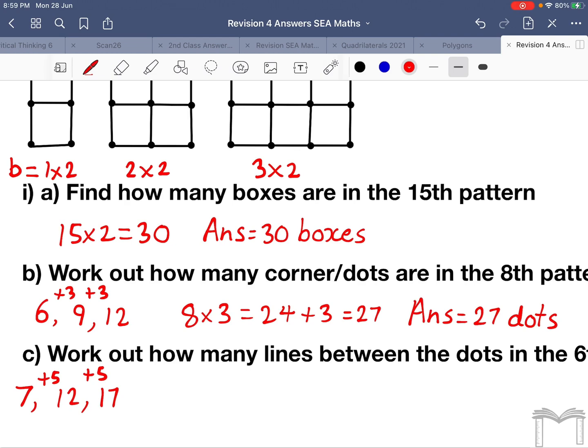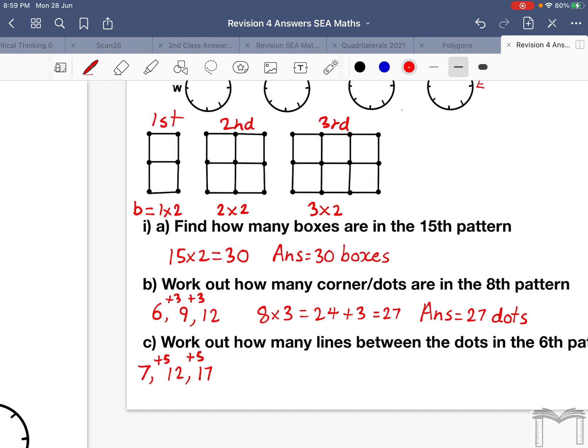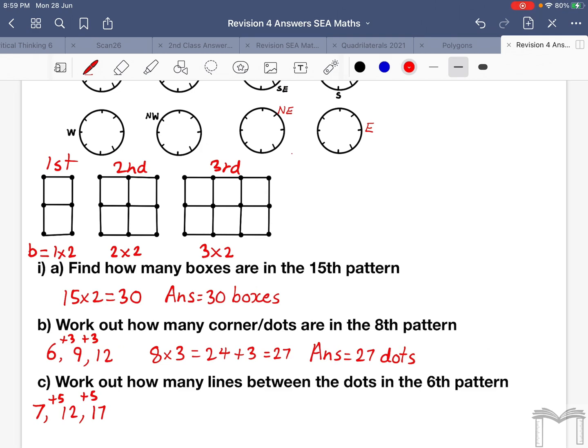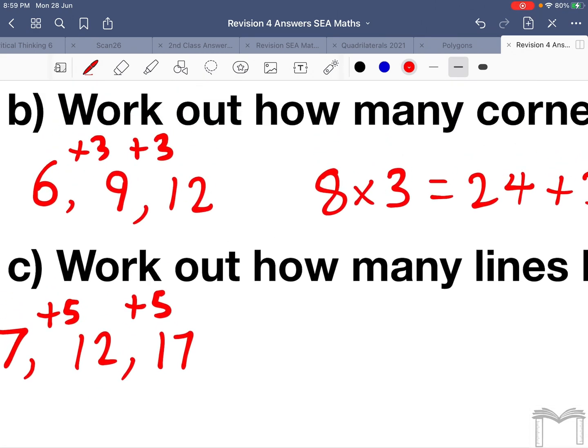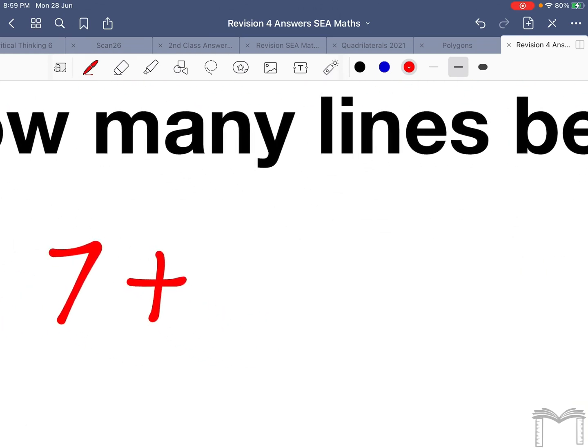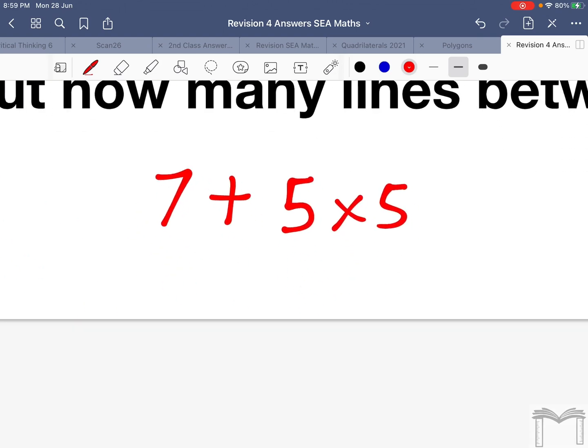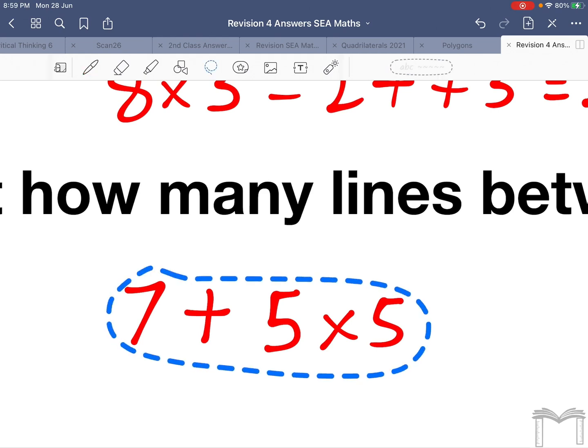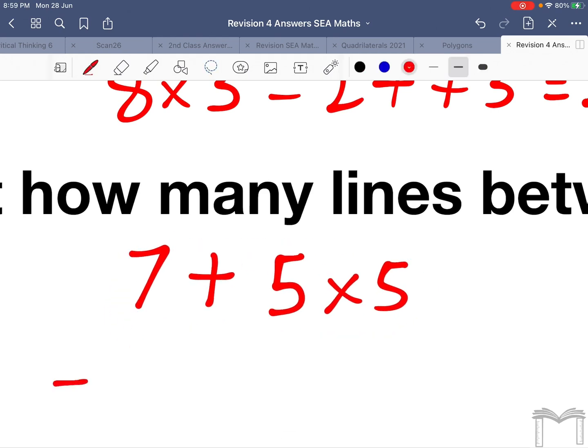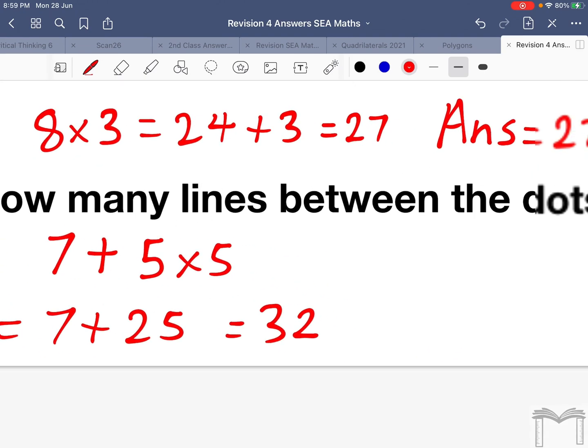So if we are talking about the sixth pattern, we start with 7, and then there are 5 more patterns, sorry, to get to the sixth. So for every one of the 5 patterns we must add 5. So 5 sets of 5 would be 5 times 5. So that would be 7 plus 5 5s are 25, which will give you 32. So that's 32 lines.